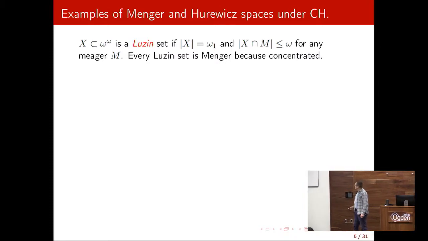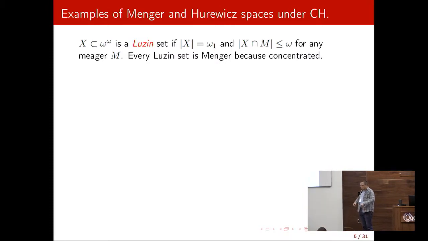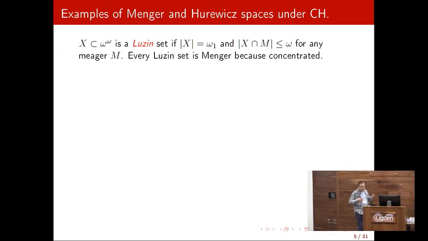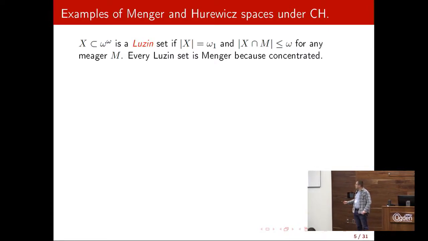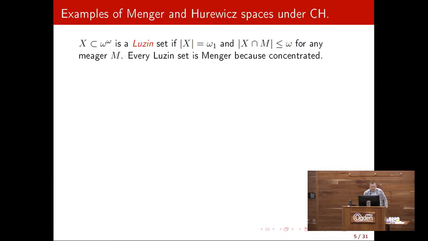And our Luzin set is actually concentrated on any dense subset of the Baire space. Why? You give me a dense subset of the Baire space, I take any open neighborhood of this subset, the complement is closed nowhere dense, and the Luzin set has countable intersection with any meager set, in particular with any closed nowhere dense set. So Luzin sets are concentrated, and that's why they are Menger. That was the busy bit.